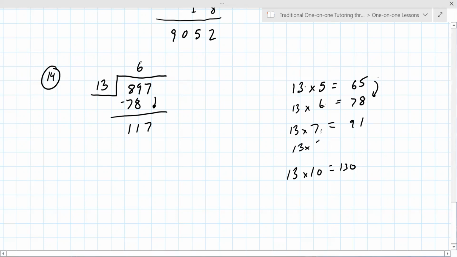Let's go 13 times 8. That's 104. And then if we do 13 times 9, add 13 again, it's 117. So it works out perfectly. 9 times 13 is 117. So there's a remainder of 0.